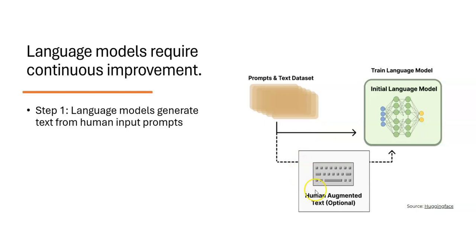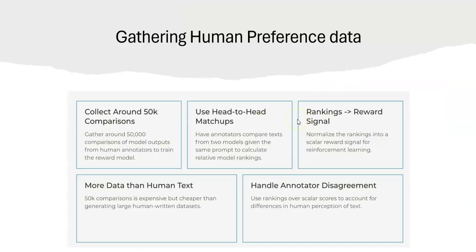But there is one other step, which is called human augmented text, which is optional. It's not a byproduct, it's more like an intermediate step. This will help the language model easily grasp and understand language, but this is the one which is understood by the human. So these are the steps that are involved in the pre-training of the language model.